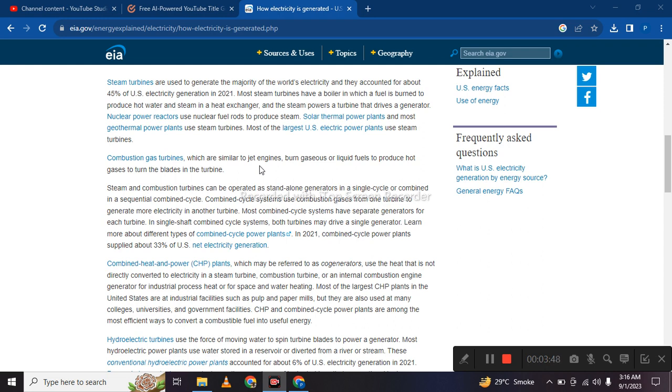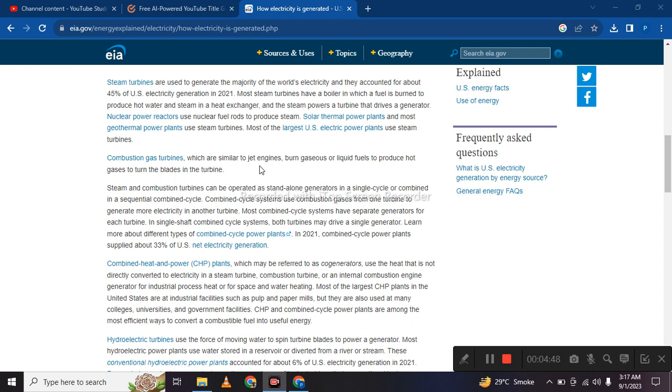Most of the largest US electric power plants use steam turbines. Combustion gas turbines, which are similar to jet engines, burn gaseous or liquid fuels to produce hot gases to turn the blades in the turbine. Steam and combustion turbines can be operated as stand-alone generators in a single cycle or combined in a sequential combined cycle. Combined cycle systems use combustion gases from one turbine to generate more electricity in another turbine. Most combined cycle systems have separate generators for each turbine. In single shaft combined cycle systems, both turbines may drive a single generator. Learn more about different types of combined cycle power plants. In 2021, combined cycle power plants supplied about 33% of US net electricity generation.